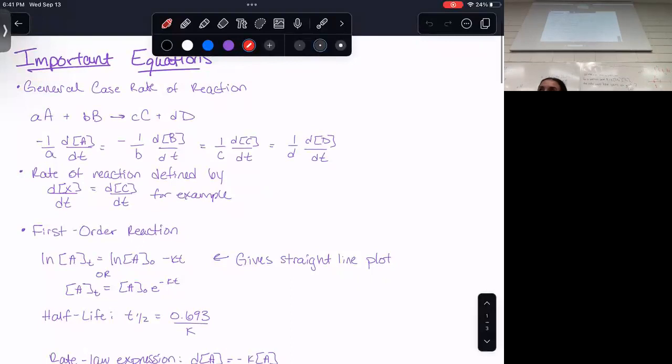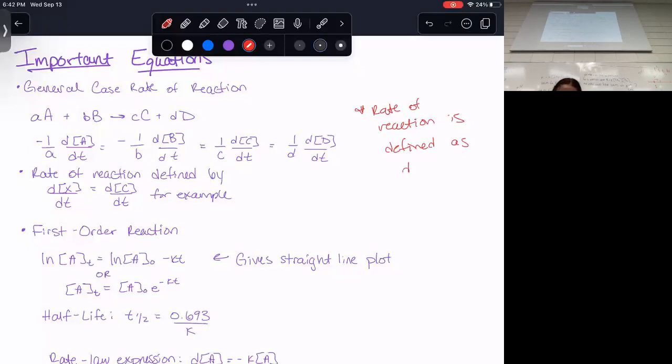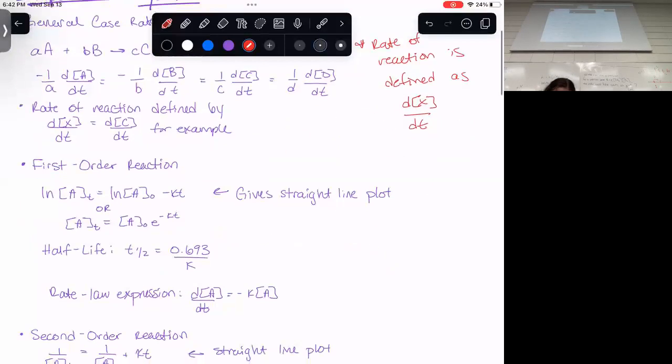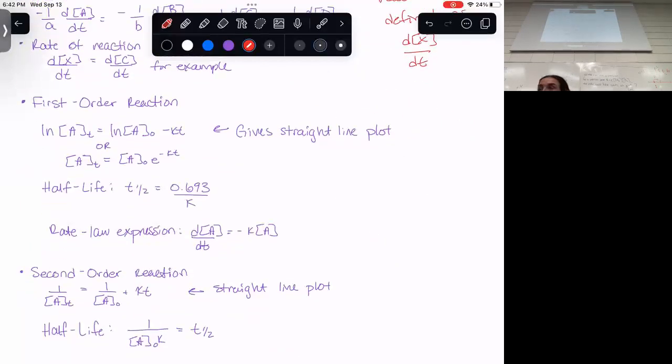Right. So just what I've briefly looked at. We have your general case rate of reaction. And we want to know that rate of reaction is defined as what? dx over dt, right? That's really the most important thing to remember. For first order reaction, we have 2 equations that you can work with, but your ln of A over t is what gives your straight line plot. So if you're given something and it graphs as a straight line with ln of concentration versus t on the x-axis, that means it's going to be first order.